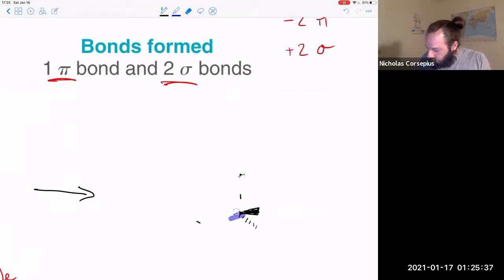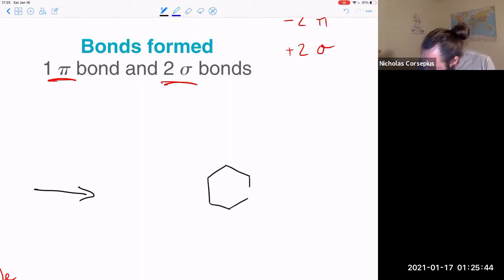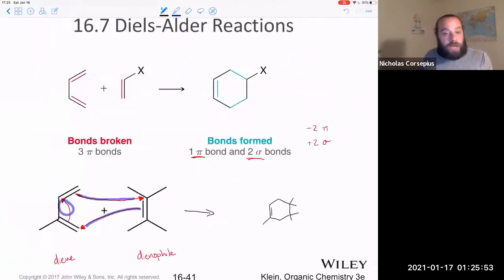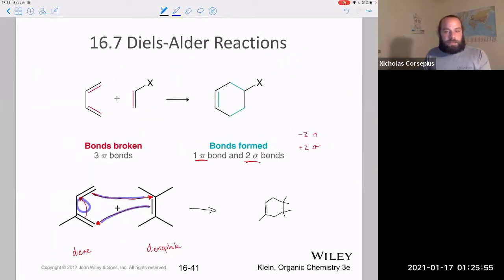Let me clean this up so it's prettier. It's been a while since I've drawn my hexagons. I feel like I'm slacking here. That is not much better. Anyways, you get the idea.